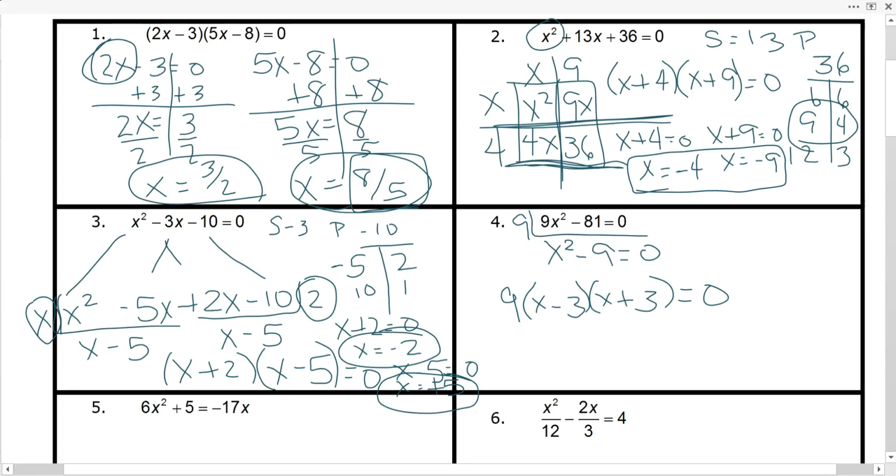And I don't really care about the 9 because I'm trying to get it equal to 0. If I have either one of my parentheses add up to 0, then when I multiply it times 9, I'm still sitting at an equation equal to 0. So x minus 3 equals 0, or x plus 3 equals 0, which means x is equal to 3, or x is equal to negative 3. So those are my two answers.